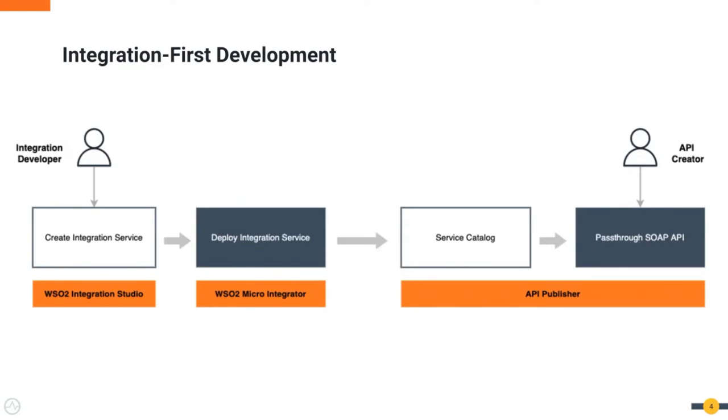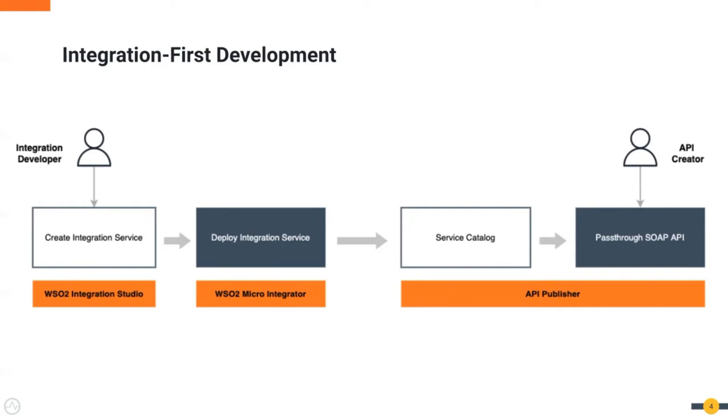As in integration-first development for REST APIs, the workflow to expose a SOAP service to WSO2 API Manager is as follows. An integration developer first develops an integration service using WSO2 Integration Studio and deploys it in the WSO2 Micro Integrator runtime. Once it is deployed, its executor publishes the integration service to the API management layer. This service will then be discoverable in the catalog of services in the API Publisher portal.